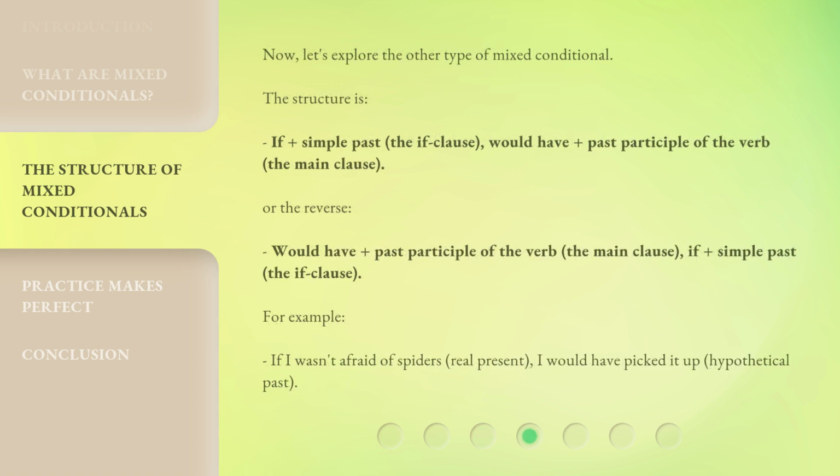Now, let's explore the other type of mixed conditional. The structure is if plus simple past, the if clause, would have plus past participle of the verb, the main clause, or the reverse. Would have plus past participle of the verb, the main clause, if plus simple past, the if clause. For example, if I wasn't afraid of spiders, real present, I would have picked it up. Hypothetical past.